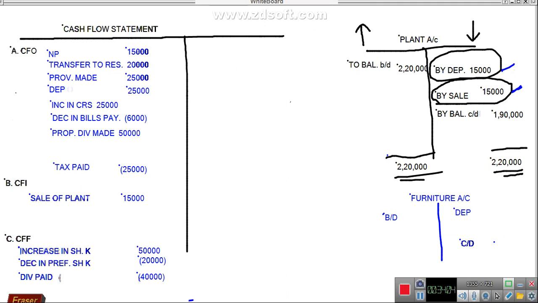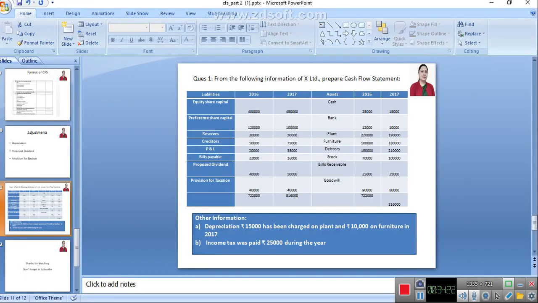So I am writing here purchase of furniture, it is 90,000. When you calculate it yourself, then you will come to know it is 90,000 purchase of furniture. Then let's move on to another line item, that is debtors.